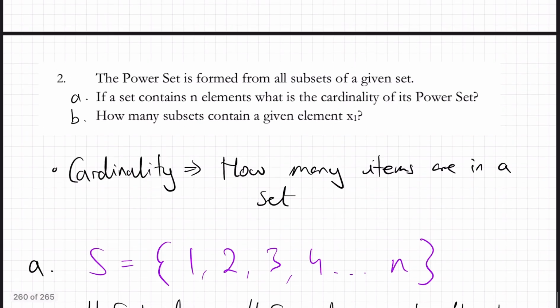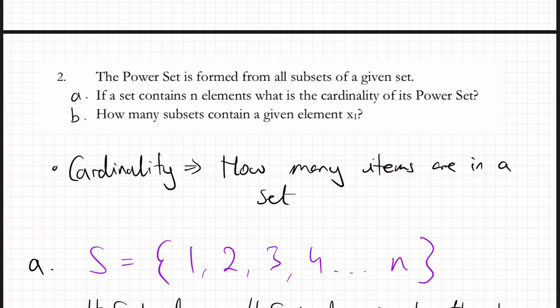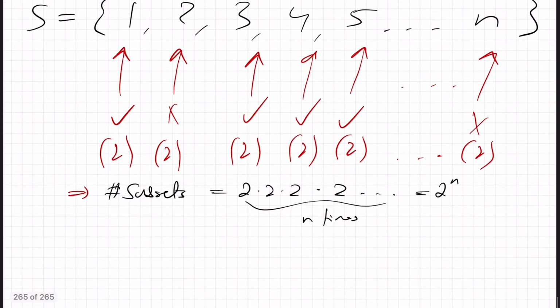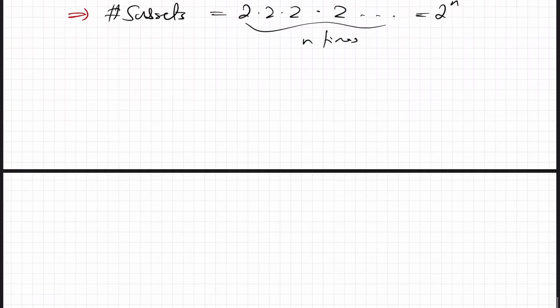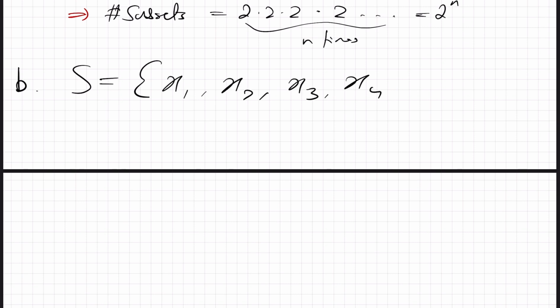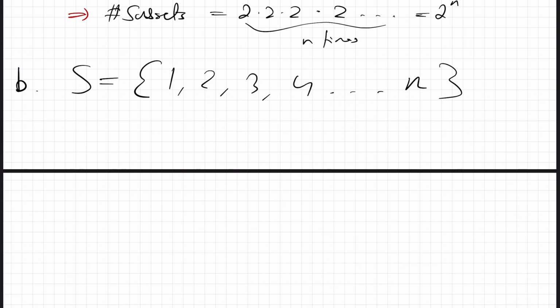let's move on to part B. How many subsets contain a given element x1? All right, so let's try and answer this second bit. Let's define our set to be x1, x2, x3, x4, and I'll actually just call them 1, 2, 3, 4, all the way up to n. You can just imagine these as having x, with these as the subscripts, but it's easier to imagine it like this.